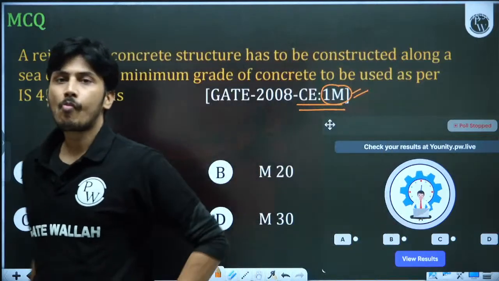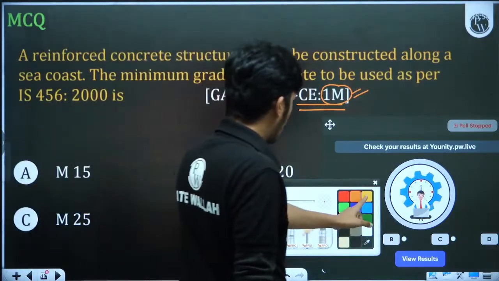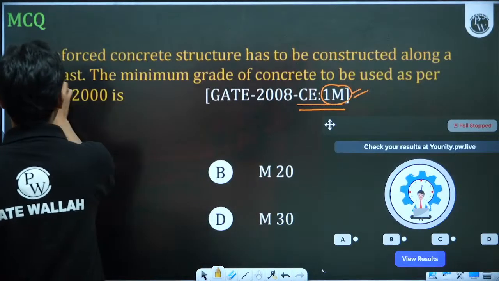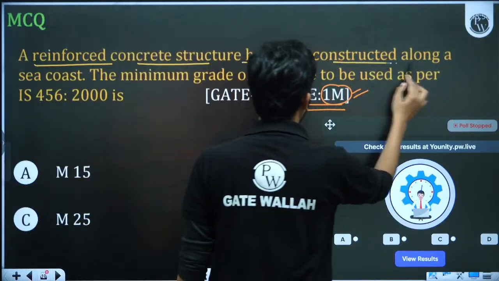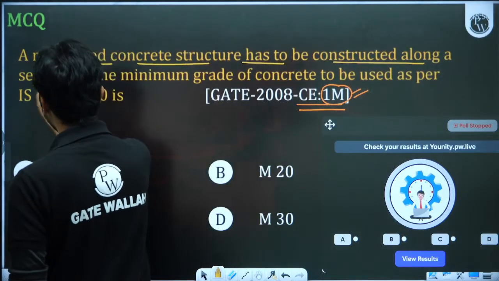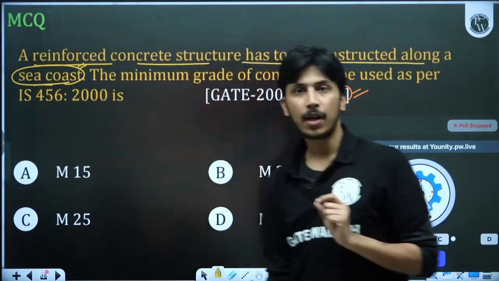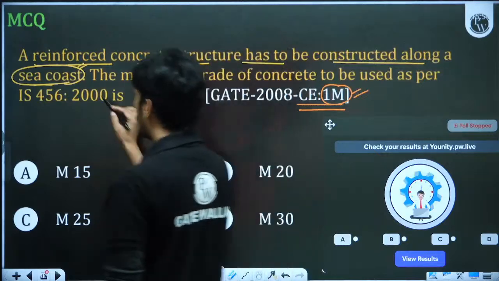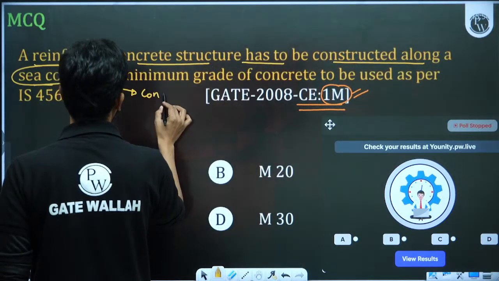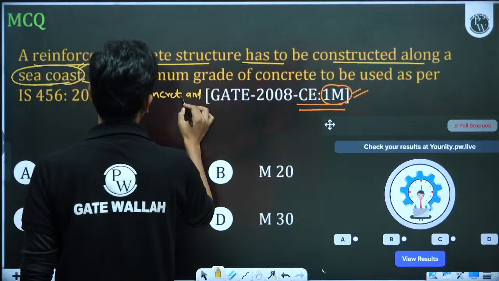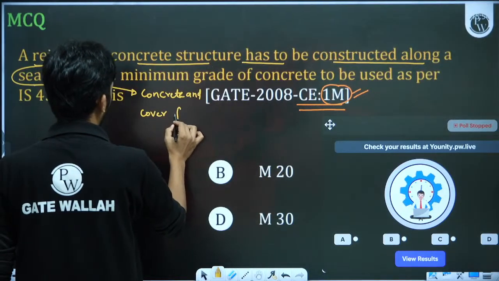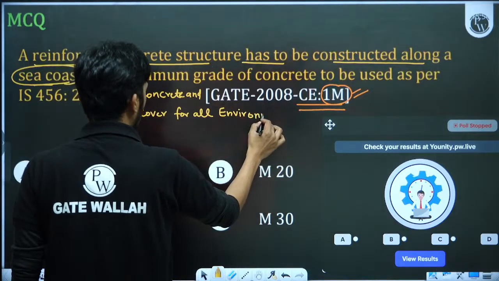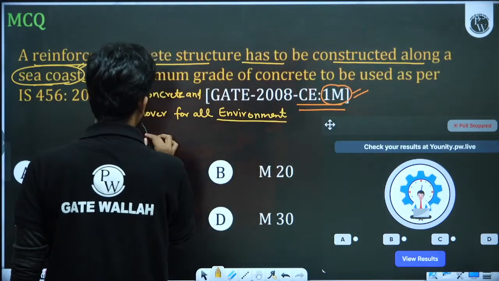Okay guys, in these types of questions, what we will do: it is asking that a reinforced concrete structure has to be constructed along a sea coast. Now the sea coast is an environmental condition. So for all the environmental conditions, we have to know the concrete grade and the cover. You must understand cover and concrete for all environments, because this year it has asked for the sea coast, and next year it will ask for a different condition.